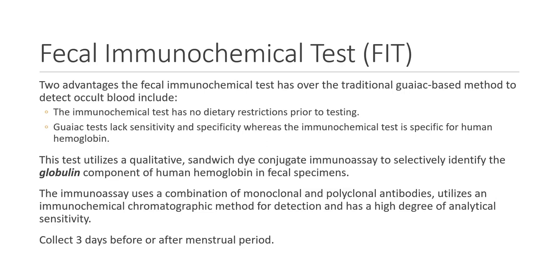This test uses a qualitative sandwich dye conjugate immunoassay to selectively identify the globulin component of human hemoglobin in fecal specimens. The immunoassay uses a combination of monoclonal and polyclonal antibodies, and it utilizes an immunochemical chromatographic method for detection and has a high degree of analytical sensitivity. The only limitation, or one of the limitations, is that the sample needs to be collected either 3 days prior to a menstrual cycle or 3 days after the menstrual period.